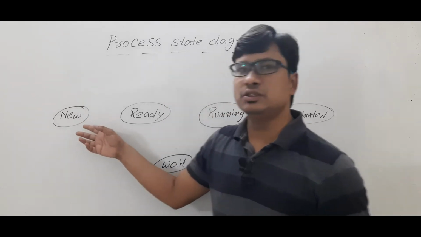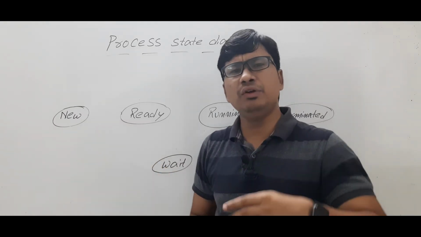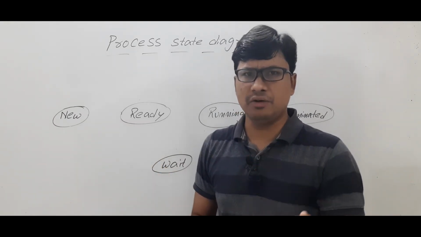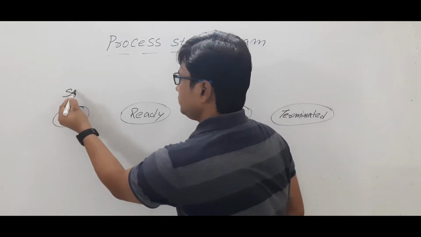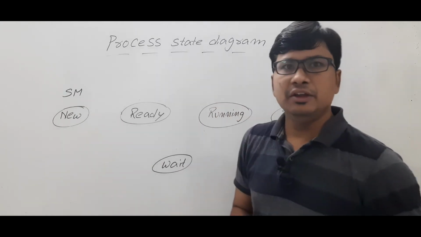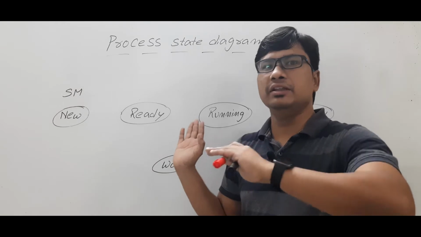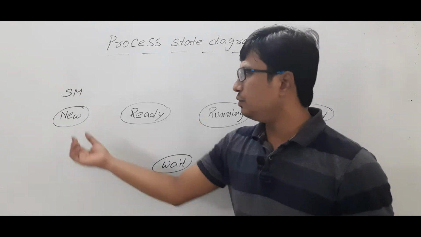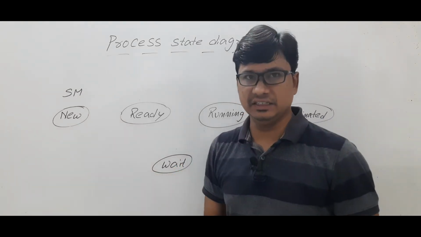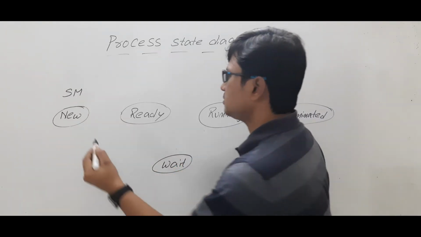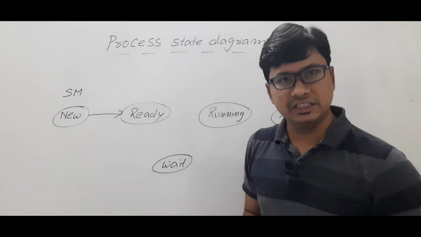The first state is the new or create state. What is meant by the new or create state is that whenever we write any C program or Java program or Python program, we save it in the secondary memory. Now, if you want to execute that program, the program will be brought into the main memory and the execution will happen. Now, in the new state, the process is under creation. Once the process has been created, it will be brought into the ready queue or ready state.